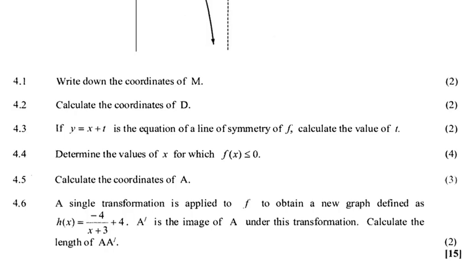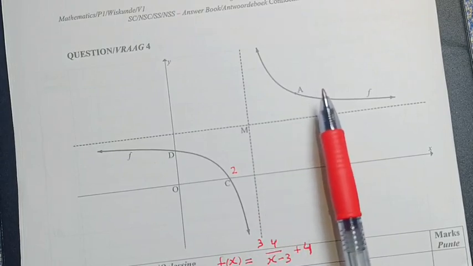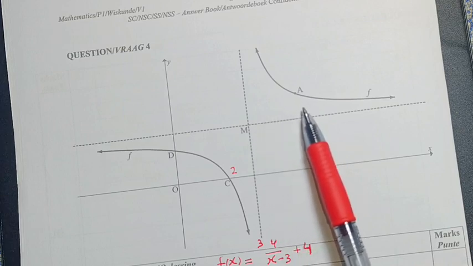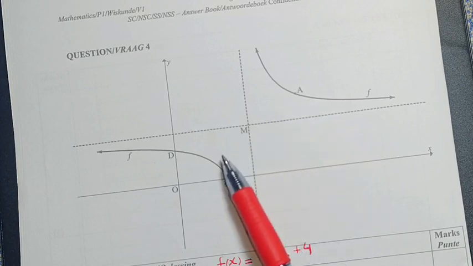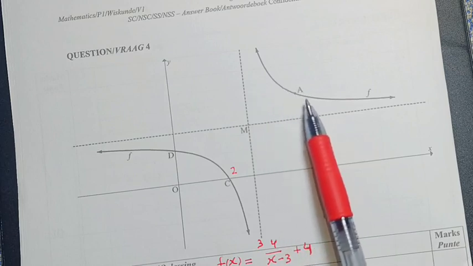Question 4.5 says calculate the coordinates of A. Now we need to find the coordinates of A. You must remember, A is the point on f that is closest to M. So which means the axis of symmetry is passing through here. So the A point lies on the axis of symmetry as well as on f of x.